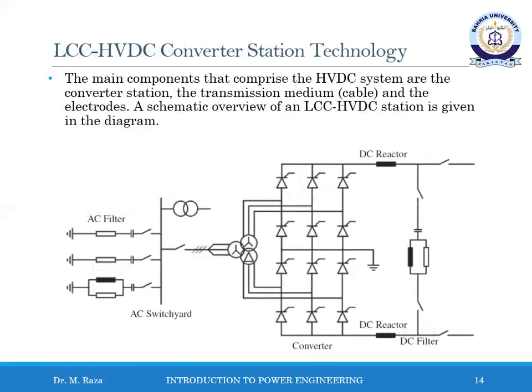The main components that comprise the HVDC systems are the converter station, the transmission cable, and the earthing electrode. A schematic overview of an LCC HVDC station is given in the diagram. Identical converter stations are installed at both ends of the HVDC cable.